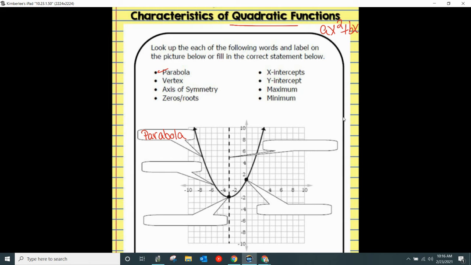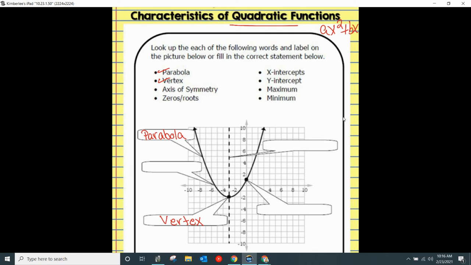Now the vertex of the parabola is this point at the bottom down here. It's either the lowest point or the highest point because sometimes this parabola is turned upside down. Instead, I call this a valley. Sometimes it looks like a mountain.